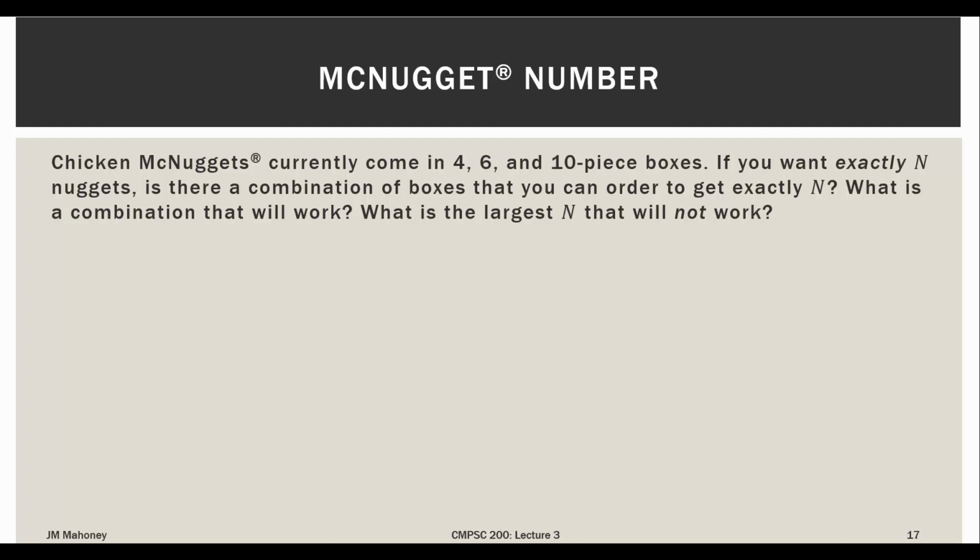And we want to know what's the largest n for which this will not work. So what's the largest number of pieces we want exactly where no combination of 4, 6, and 10 will get us exactly there? So for example, 5 is not a McNugget number. There's no combination of 4, 6, and 10 that we can get exactly 5. We can order a 6, but we have 1 too many.